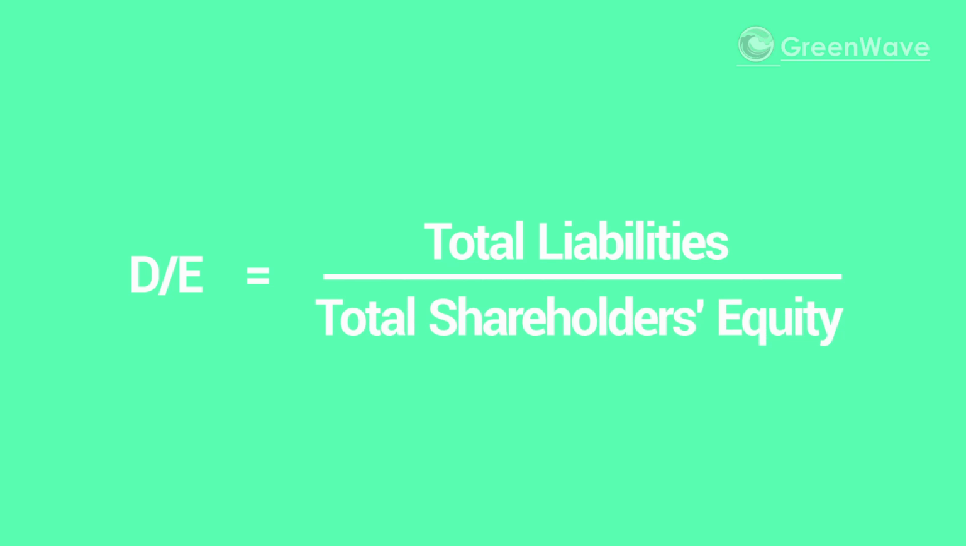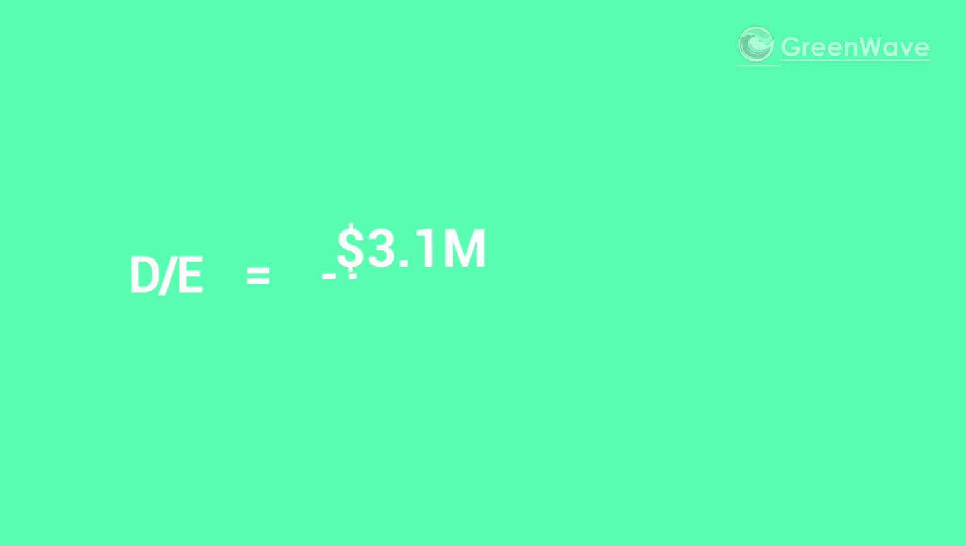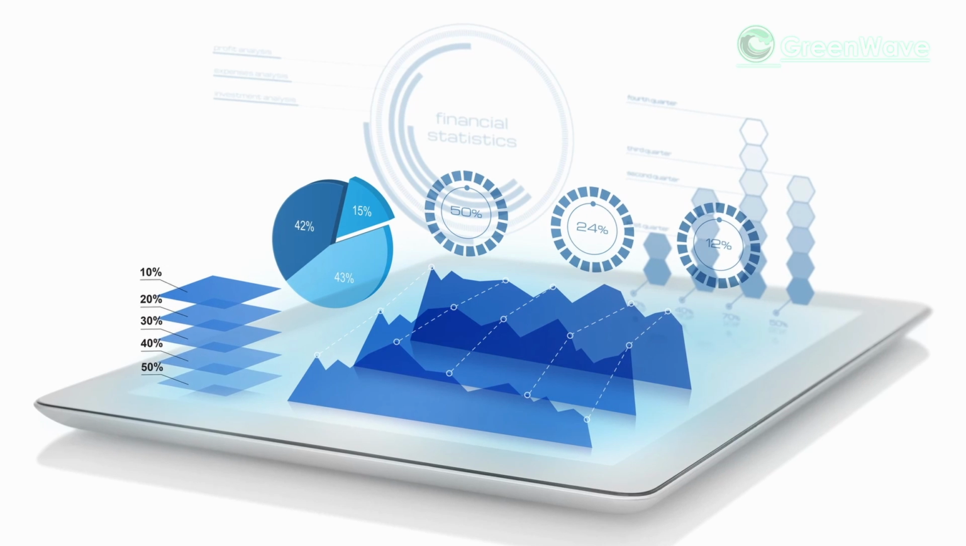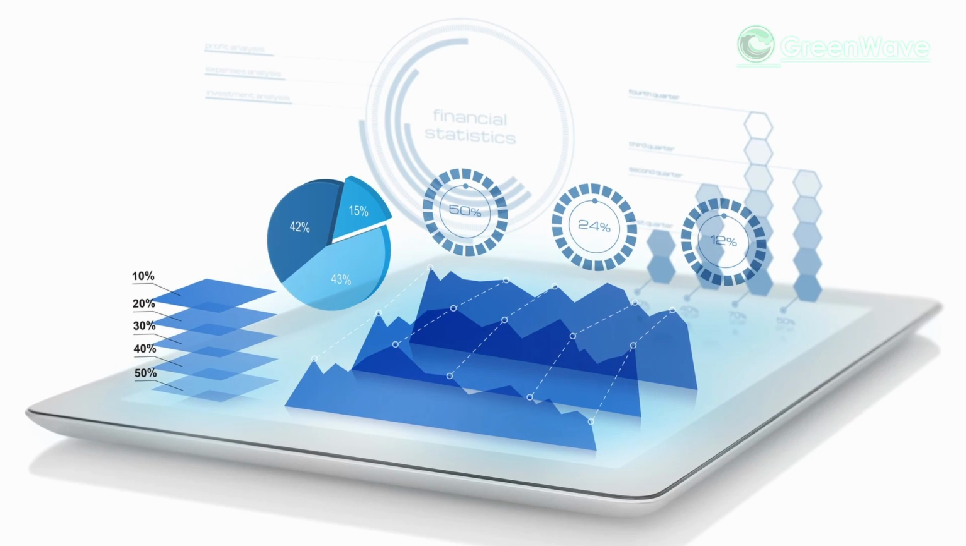To calculate the debt to equity ratio, divide total liabilities by total shareholders' equity. Let's say that company X has $3.1 million worth of loans and the shareholders' equity of $13.3 million. If we do the calculations, the debt to equity ratio of this particular company is 0.23, which is acceptable under most circumstances. However, like all other ratios, the metric has to be analyzed in terms of the industry norms and company-specific requirements.